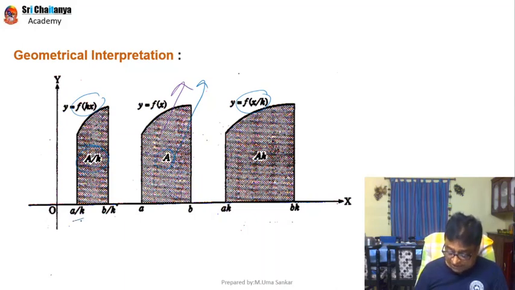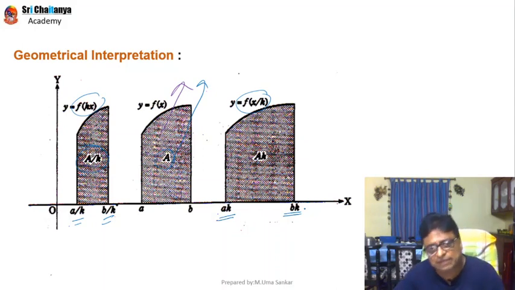Under what limits? A by k to b by k. And if the area bounded by the curve f of x is A, then the area bounded by the curve f of x by k is k times the original area, under the limits ak to bk. This is another important geometrical interpretation.